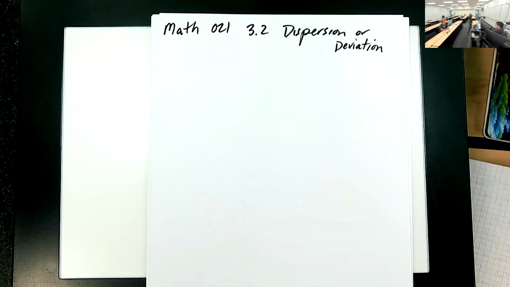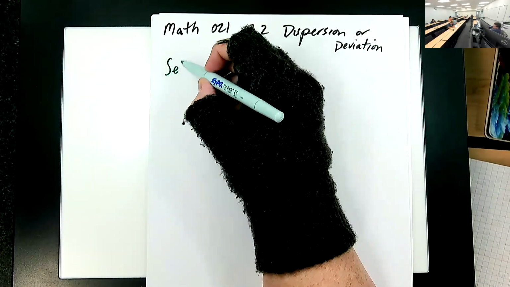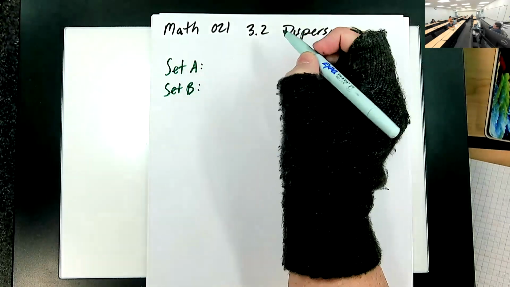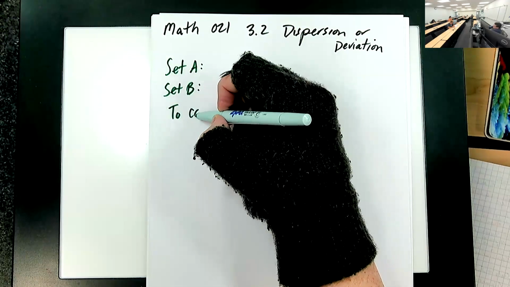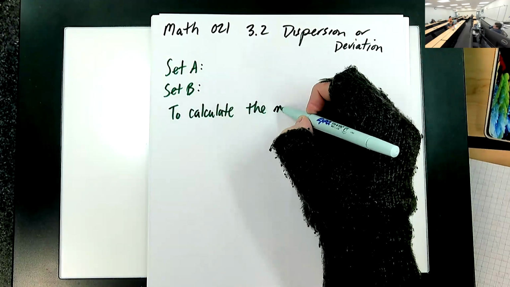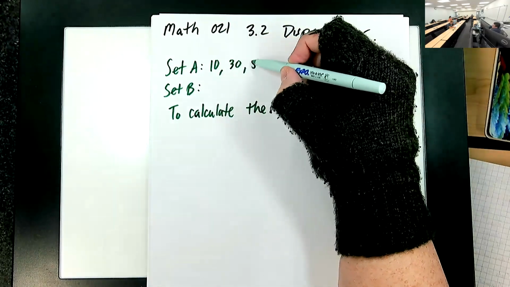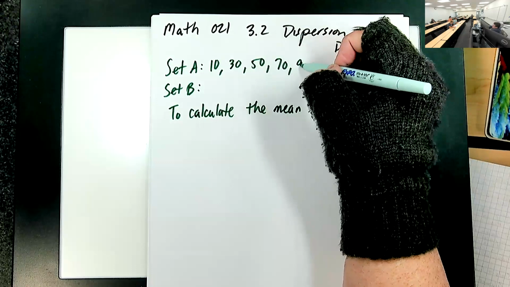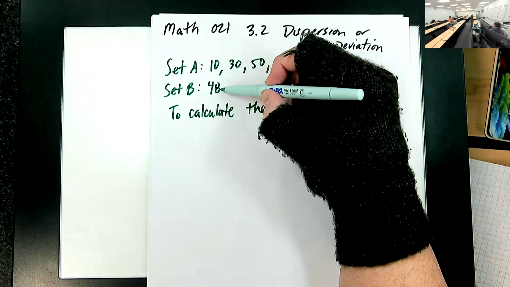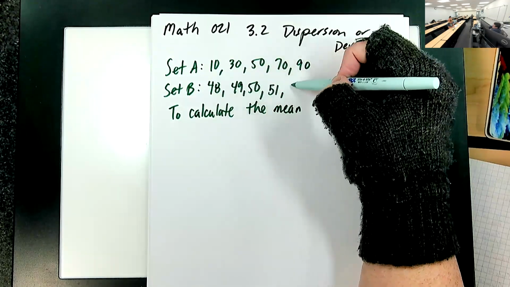But before I do that, I want you guys to do something for me. I have two data sets, set A and set B. And your job is to calculate the mean. So let me write in the data. Set A has 10, 30, 50, 70, 90. Set B is 48, 49, 50, 51, 52.